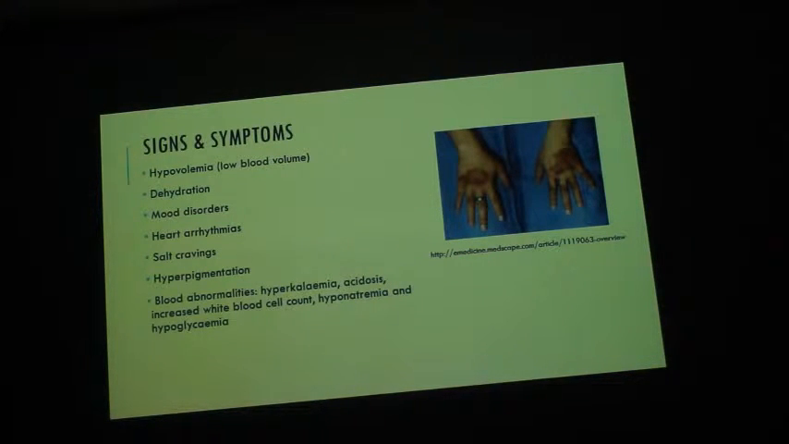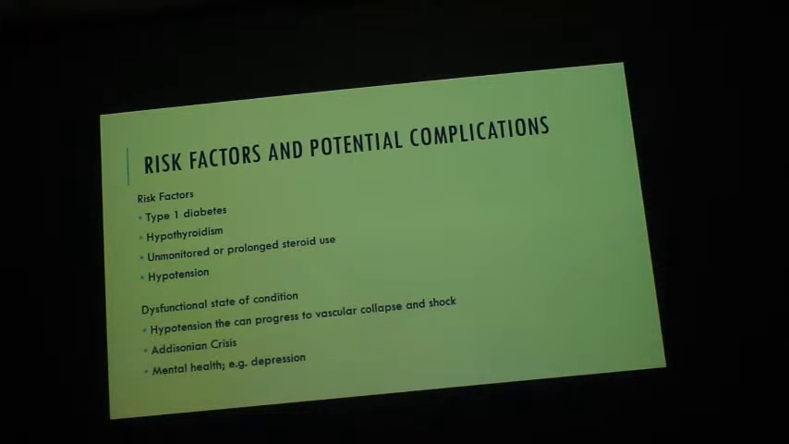Intraoral hyperpigmentation is the initial sign. There are also blood abnormalities: hypoglycemia, hyponatremia, hyperkalemia, increased white blood cell count, and acidosis due to an increase in hydrogen ions in the blood. Potential complications: risk factors are comorbidities like type 1 diabetes, hypothyroidism, unmonitored or prolonged steroid use, and hypotension.